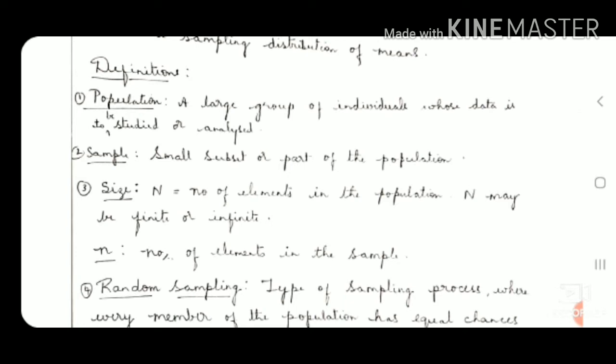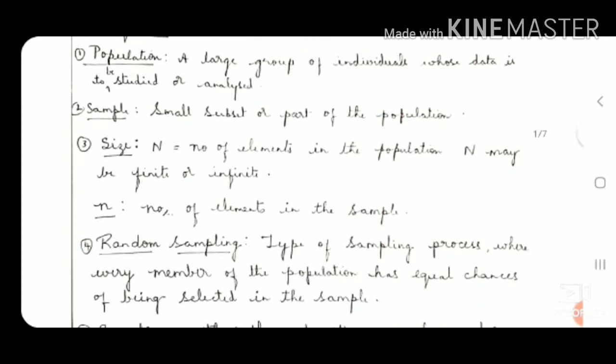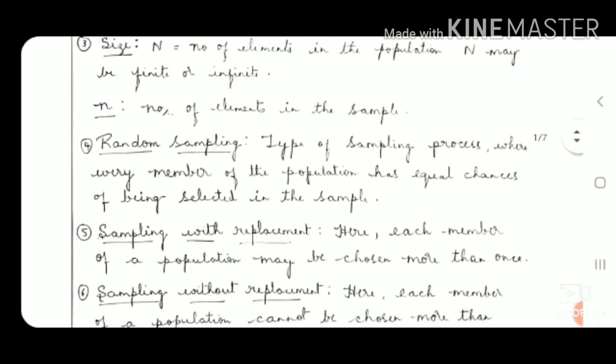Population is the large group of individuals whose data is to be studied or analyzed. Sample is a small subset or a part of the population. Size, capital N, is the number of elements in the population, which may be finite or infinite. Small n is the number of elements in the sample.